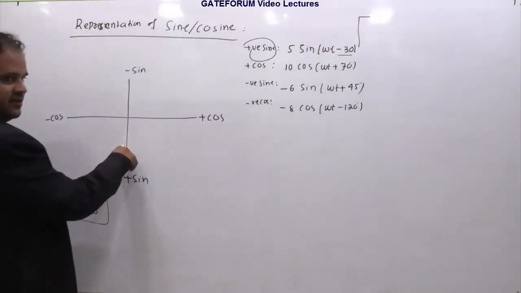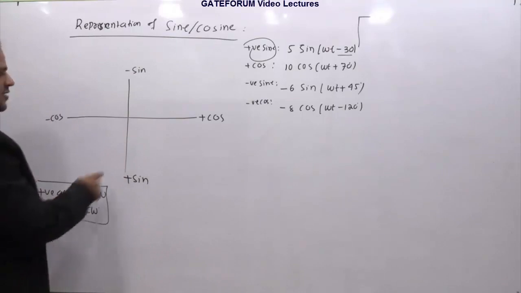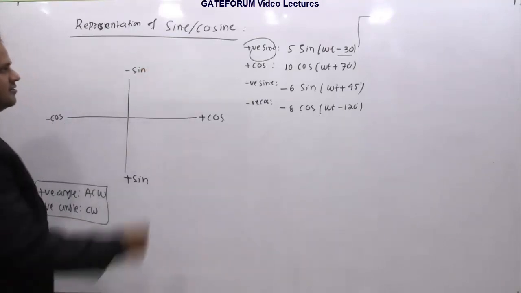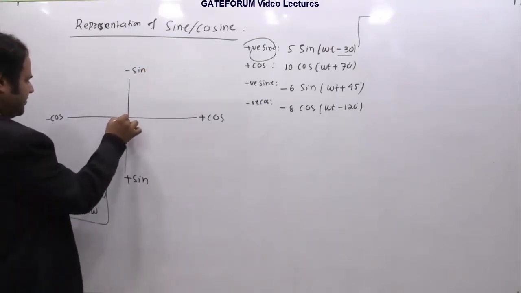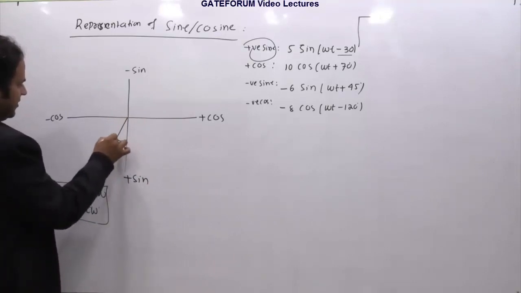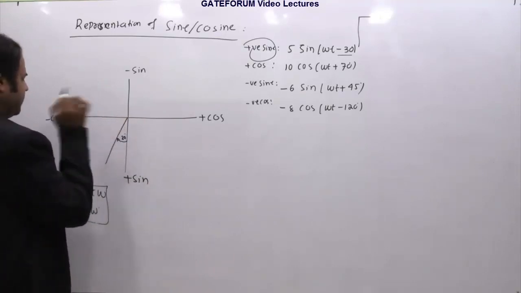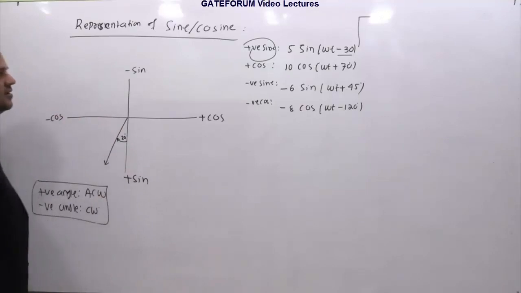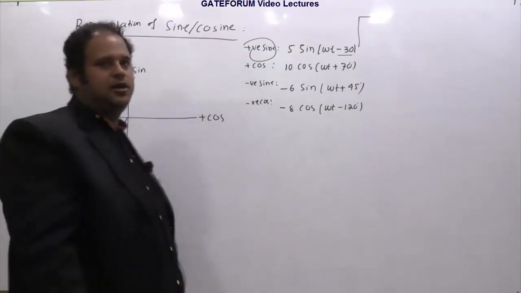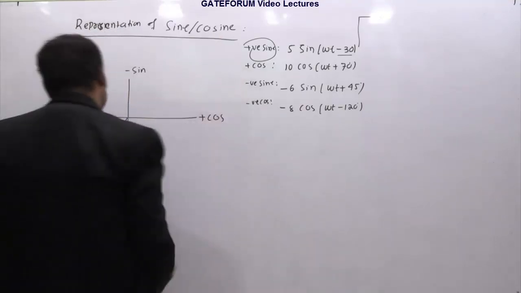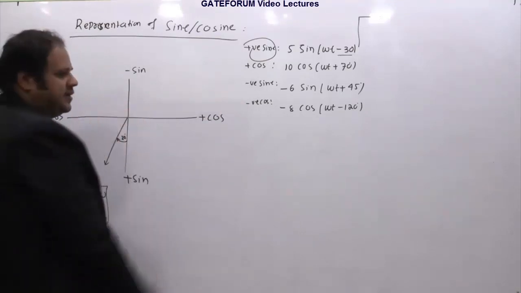So if this is the reference, if I say you move this direction, this is clockwise, and this direction is anti-clockwise. So I have to move 30 degrees in the clockwise direction. So this angle will be 30 degrees. Okay, so this is the representation of this particular quantity. And what about this 5? This length is 5.